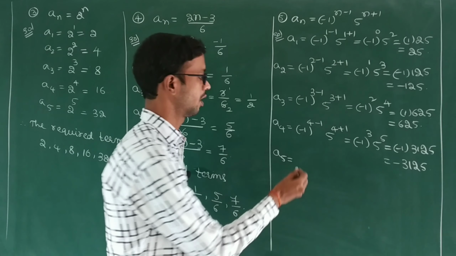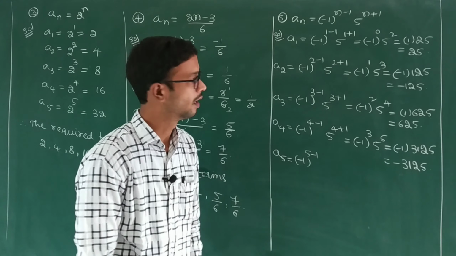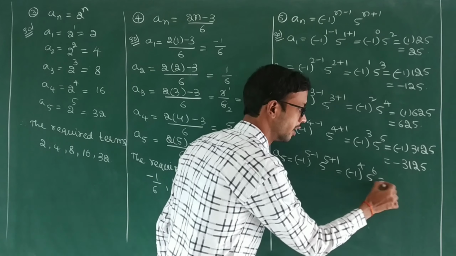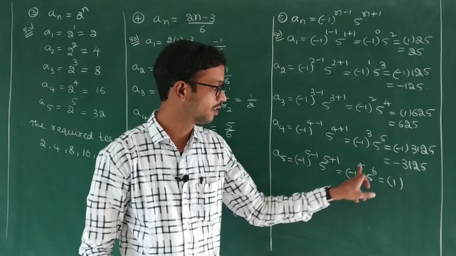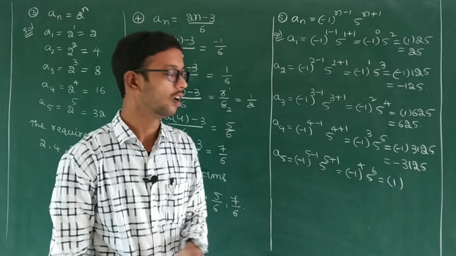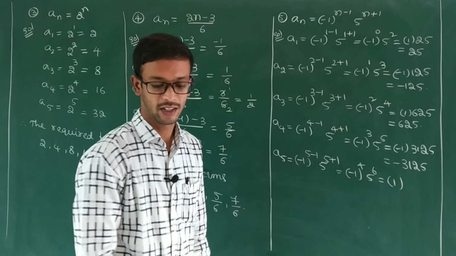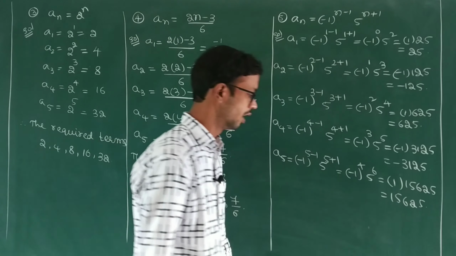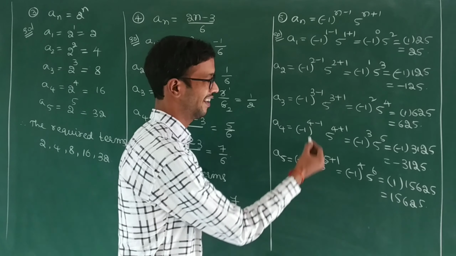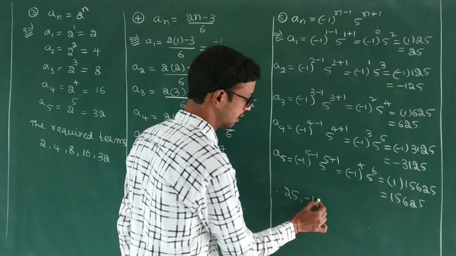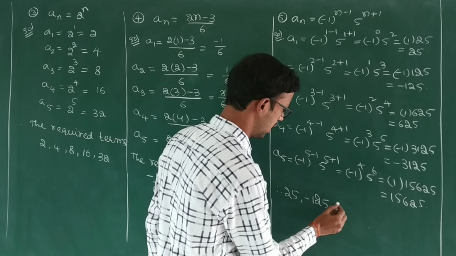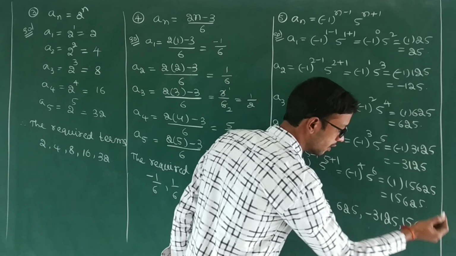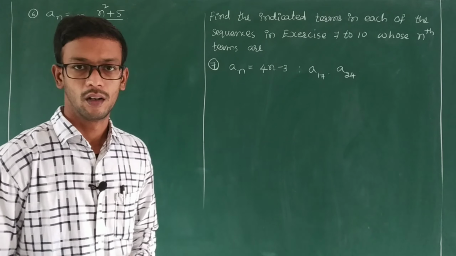Next, a5, the 5th term: substitute minus 1 power 5 minus 1, 5 power 5 plus 1, that is minus 1 power 4 and 5 power 6. Minus 1 power an even number 4 is 1. So you get 5 power 6, which is 15625. The required terms that I have right here are 25, minus 125, 625, minus 3125, 15625. Now next, problem number 6.